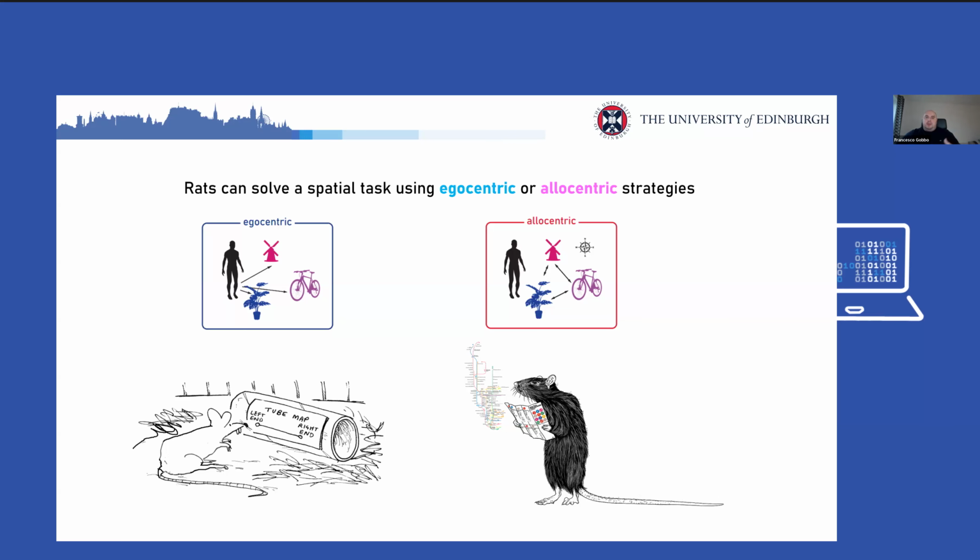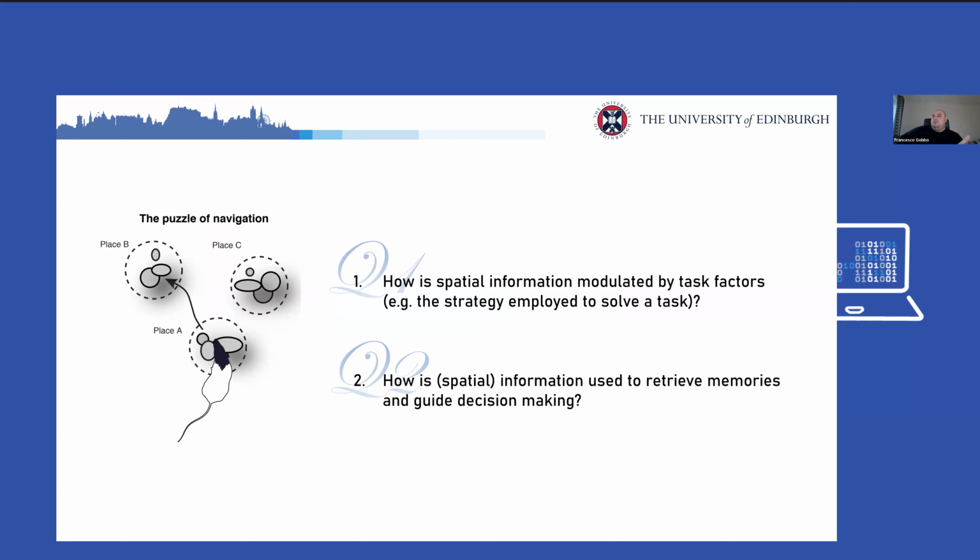So not only humans, but also rats can be trained to solve a task using either allocentric or egocentric strategies. So the question that we were interested in is how the spatial information that rodents have in the brain, in this case, is modulated by the task, in this case by the strategy that animals use to solve a particular task. And second, how is the spatial information used to retrieve memory and guide decision making?